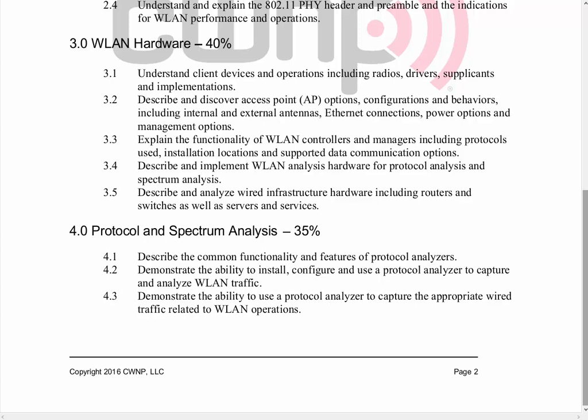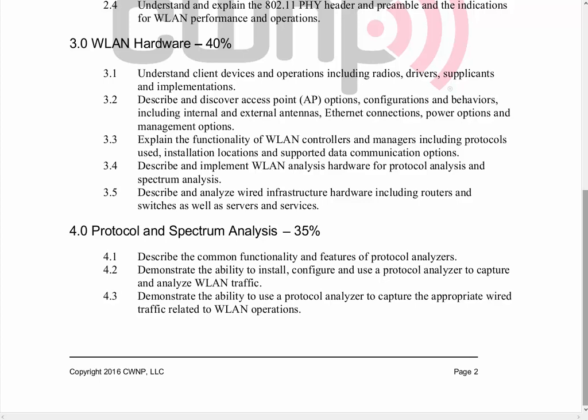Knowledge domain 4, protocol and spectrum analysis, making up 35%. We have multiple sub-objectives here. First of all, describe the common functionality and features of protocol analyzers. So you need to know what is common among the different protocol analyzers. What can they do pretty much across the board?